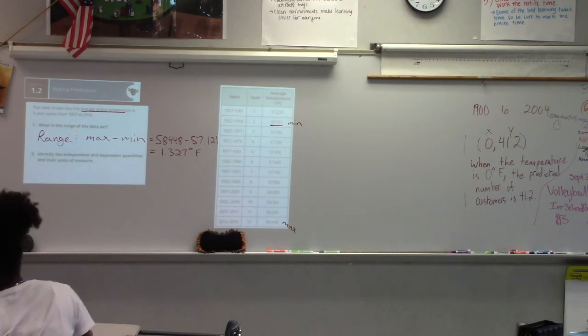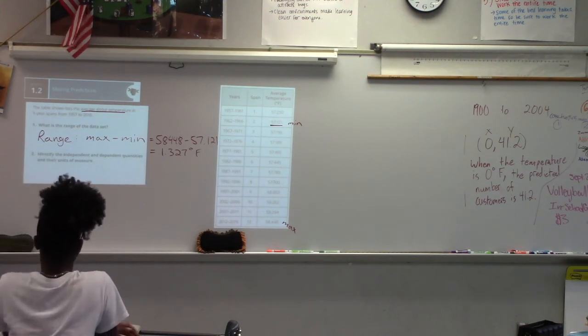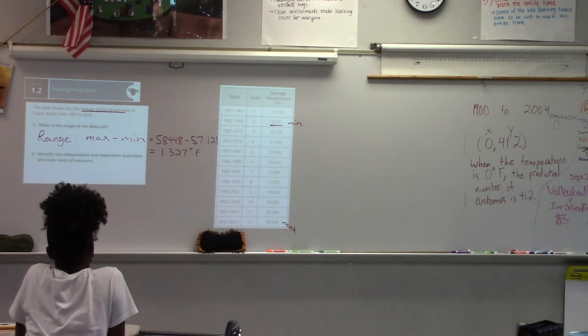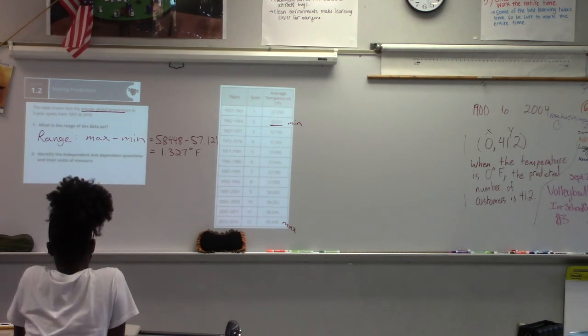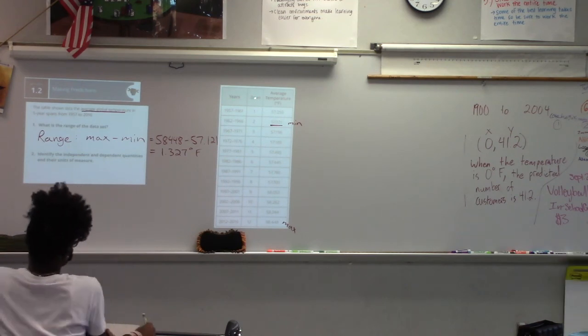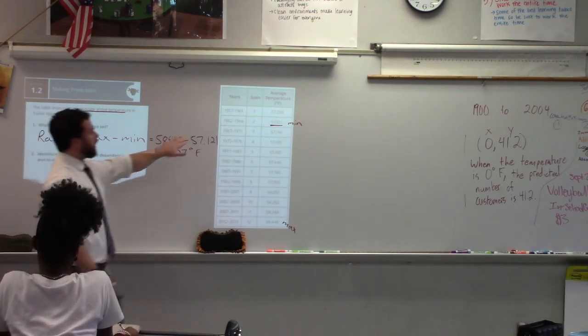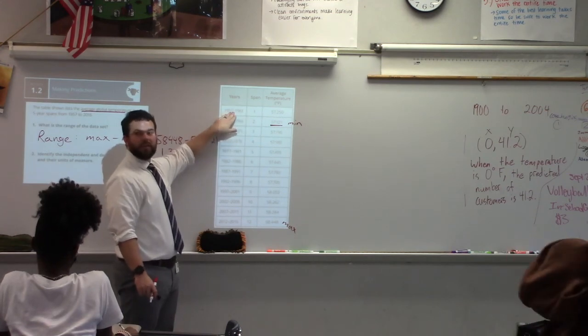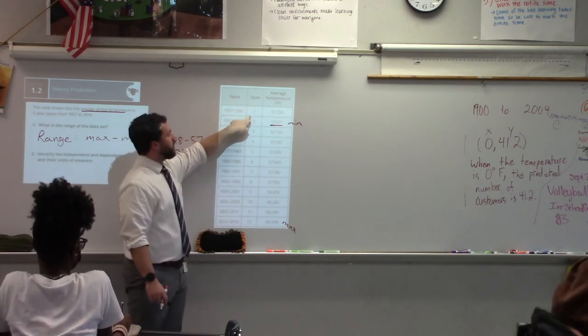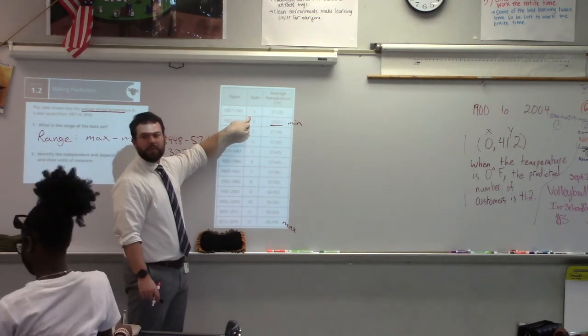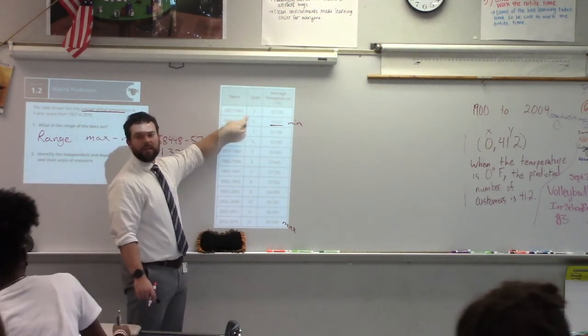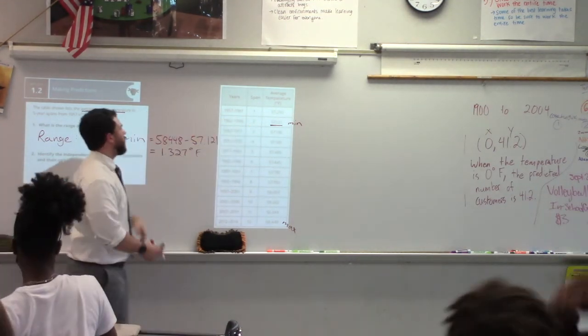So, identifying the independent and dependent quantities. What's the independent quantity? That's the years, right? Now, to make our job easier, because we're looking at 5-year spans, we're going to talk about every span. So, because we're looking at sets of 5 years, we're going to use the span, so the number of spans that we have. That's the first span of 5 years, the second span of 5 years.